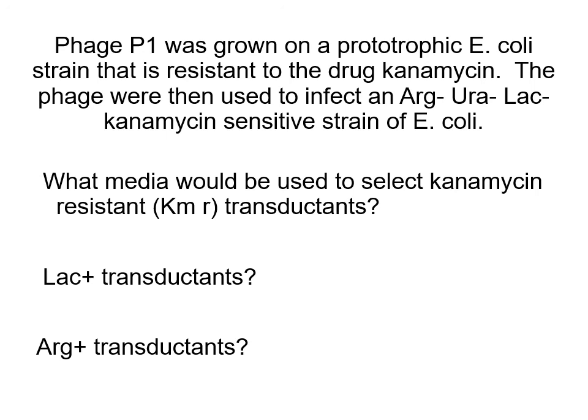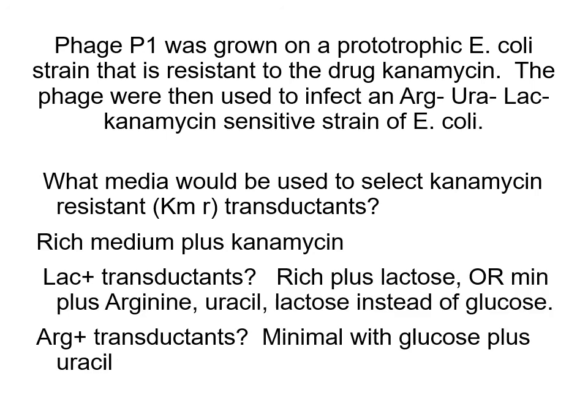Arg plus transductants, you would need a minimal medium, no arginine, but it would include uracil. So it would be minimal plus uracil plus glucose. No kanamycin either. So you just need to look at the genotype of the donor, the genotype of the recipient, and what it is you're trying to identify, and set it up appropriately. I think that's probably what I just said. Yeah.